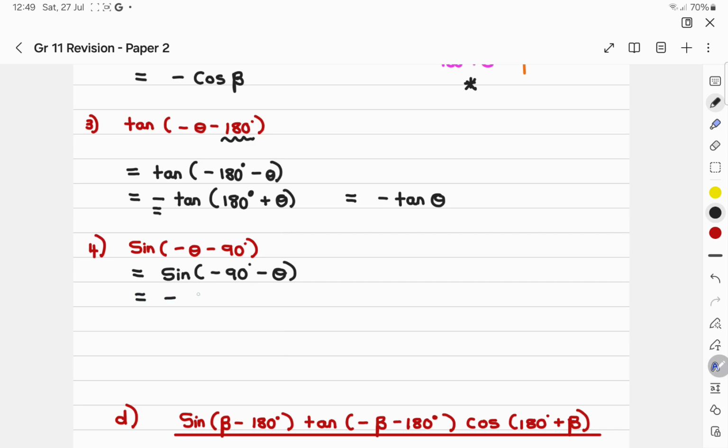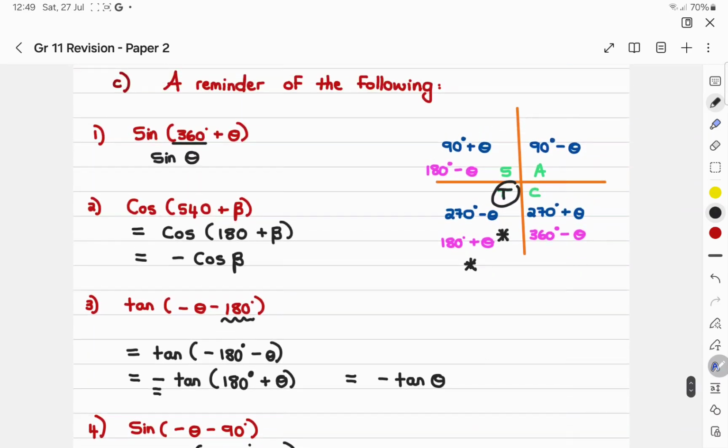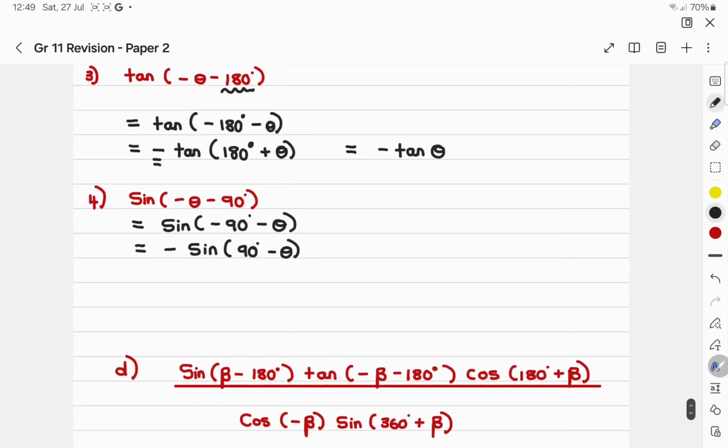Take out a negative, then all your signs thereafter change. And 90 minus theta, immediately co-functions, hey? 90 minus, all of them are positive, and a positive times a negative still stays a negative, but the sine has to become a cos. Okay, so please remember 90, 90, 90, 270, 270, 270: your co-function, sine becomes a cos, cos becomes a sine.